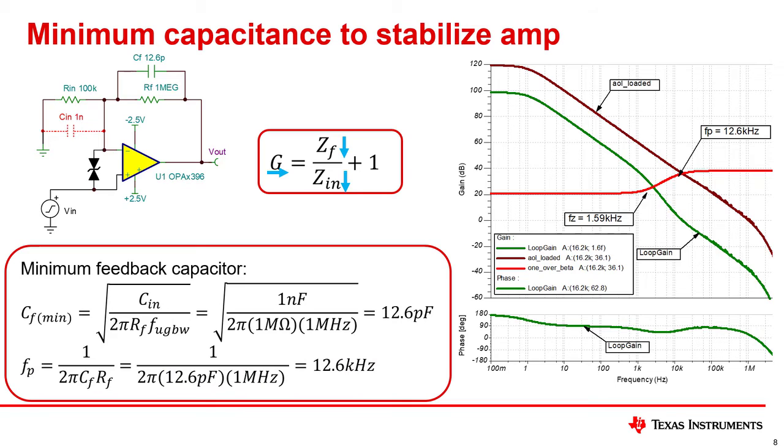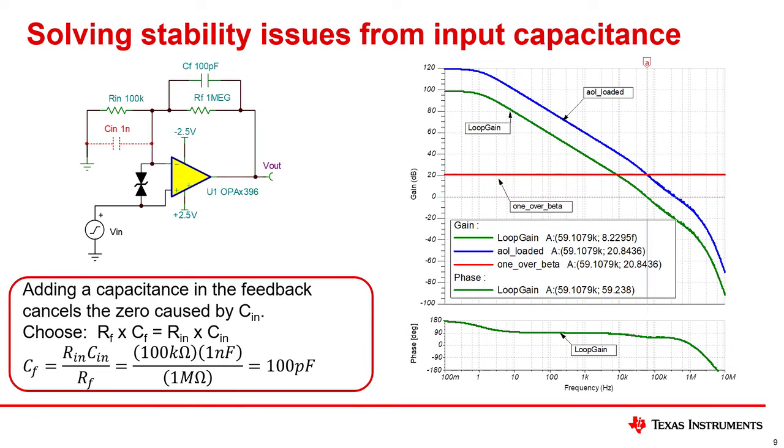Doing the open loop analysis simulation for this circuit shows the poles and zeros as expected. Also, the phase margin is 62.8 degrees for this example, whereas it was 13.8 degrees. Thus, simply adding the feedback capacitor substantially improved stability. Now let's look at another option for the feedback capacitor.